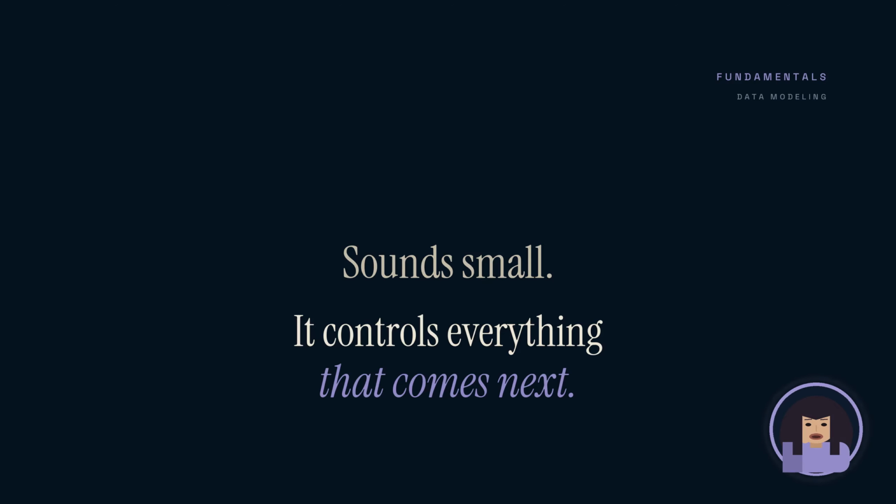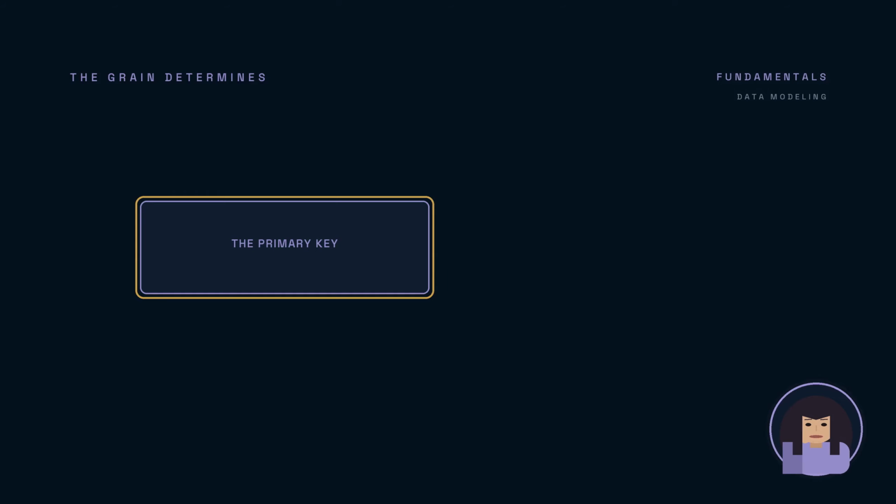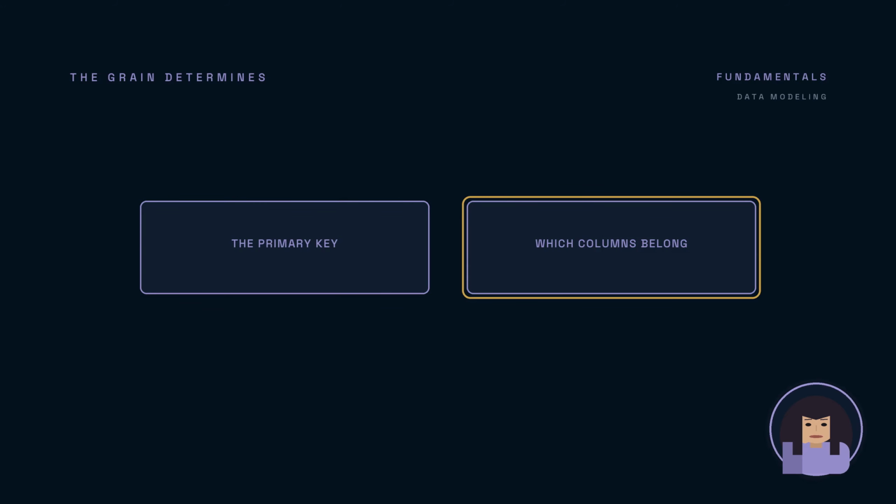The grain determines the primary key. It determines which columns belong in the table. It determines how the table should join with others. And it determines which metrics can be safely calculated.